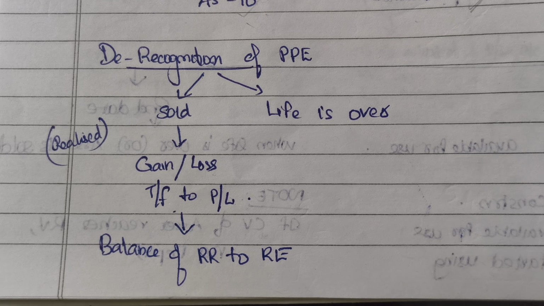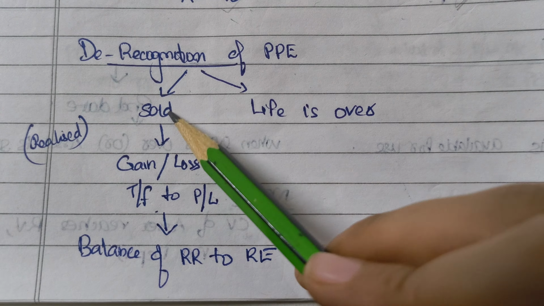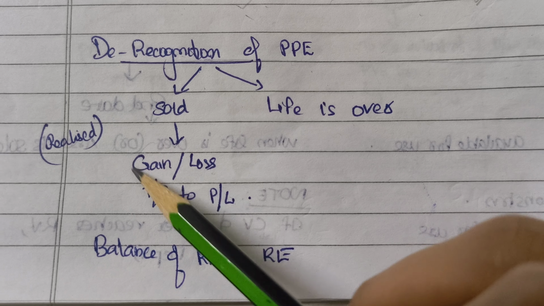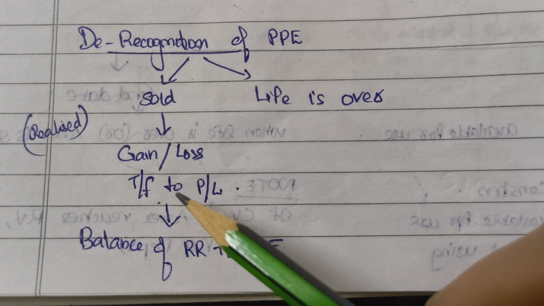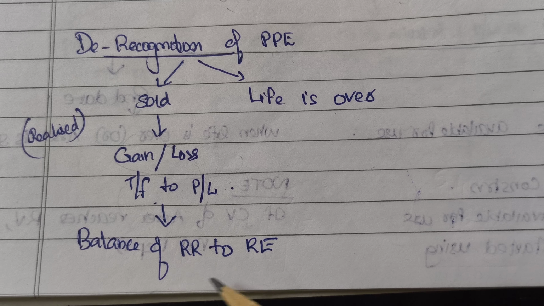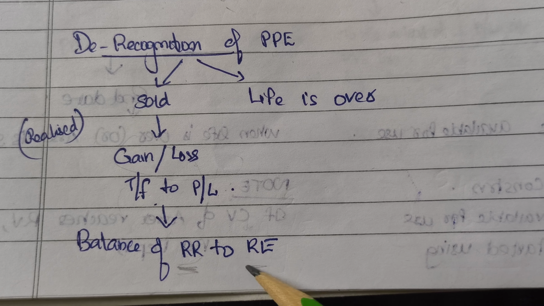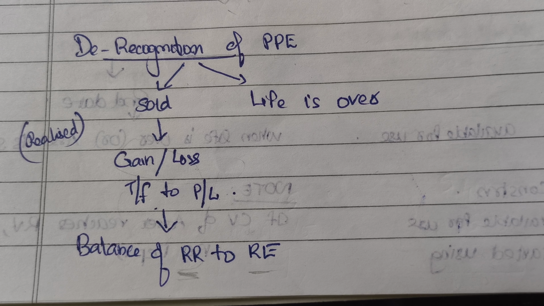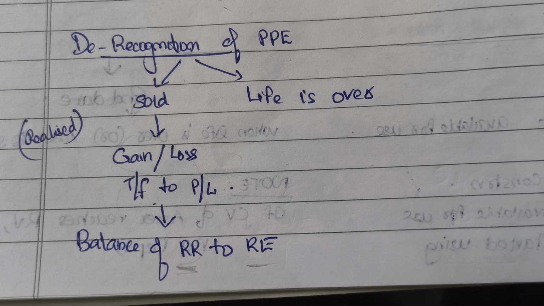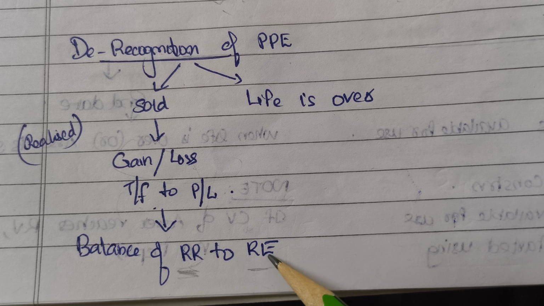Now what about derecognition of PPE? We have to derecognize the PPE when the asset is sold or the life of the asset is over. There might be a gain or loss, which we have to transfer to the P&L, and if there is any remaining balance of revaluation reserve, it has to be transferred to retained earnings. That's about derecognition of PPE.